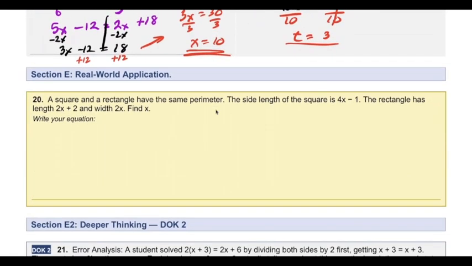Okay. I have a real world problem here. A square and a rectangle have the same perimeter. The side lengths of the square are 4x minus 6. And the rectangle has a length of 2x plus 2 and width of 2x. Find x. Okay, well, there's a simple problem here.